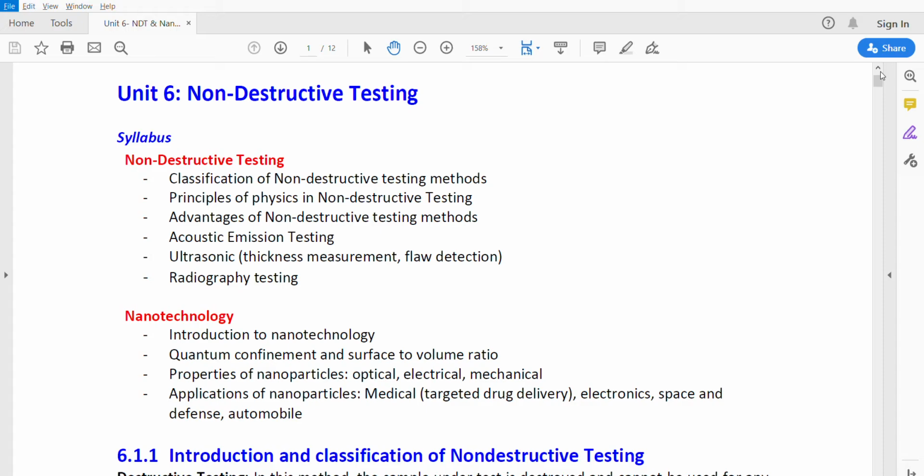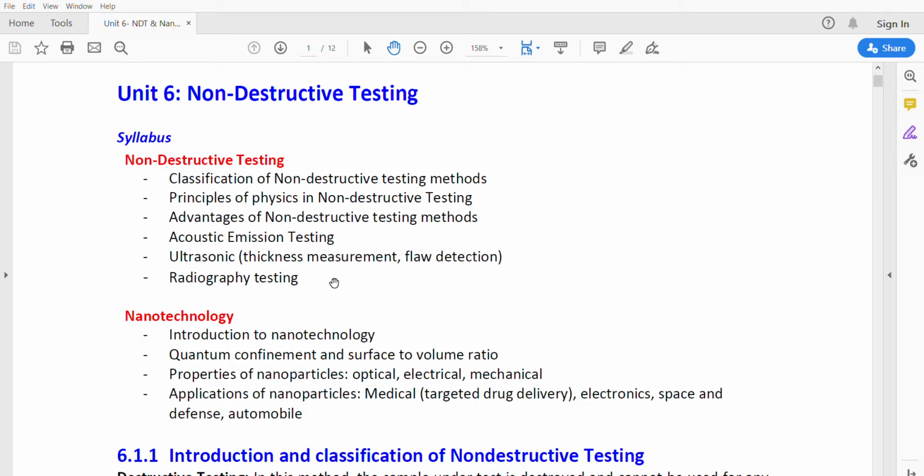So we'll move into the first part of the sixth unit, that is non-destructive testing. First, we will see the syllabus of non-destructive testing: classification of the NDT methods, principles of physics in the NDT methods, and the advantages of NDT methods. There are many types of NDT methods, and in that we have only three different types: acoustic emission testing, ultrasonic testing, and radiography testing method. So all these things we need to study.